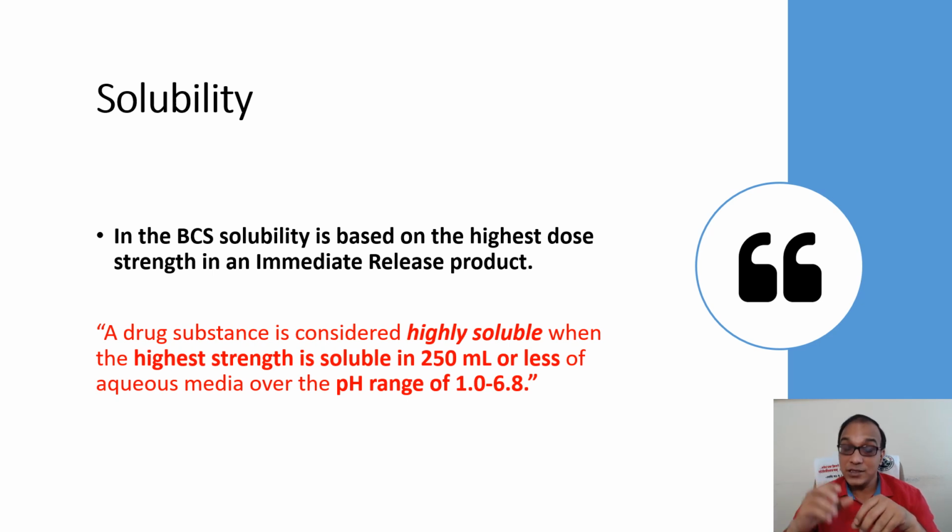A drug substance is considered highly soluble. When will it be called highly soluble? When the highest strength is soluble in 250 ml or less of aqueous media over the pH range of 1 to 6.8. So from pH 1 to 6.8, it should be soluble. Then it will be called highly soluble. And the volume should be 250 ml or less.